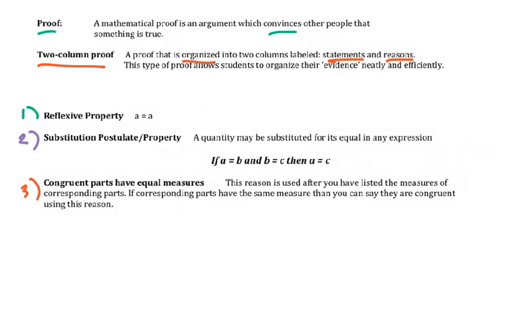And number 3, we kind of talked about this in the previous 2 problems, but congruent parts have equal measures. That means if 2 pieces have the same measurement, so like if this angle is 20 degrees and this angle is 20 degrees, then they are congruent angles because they have equal measures.